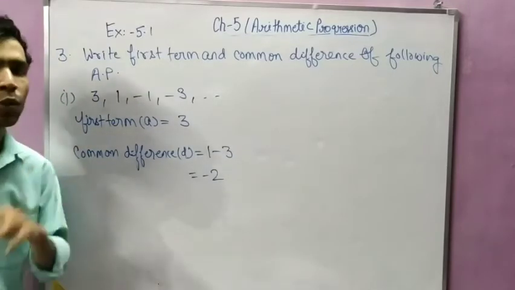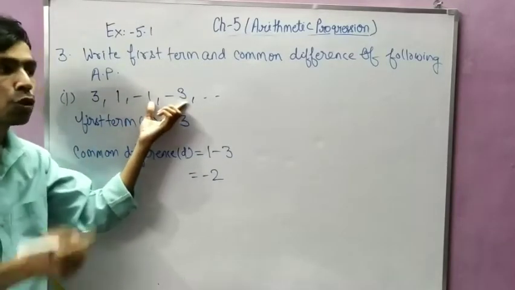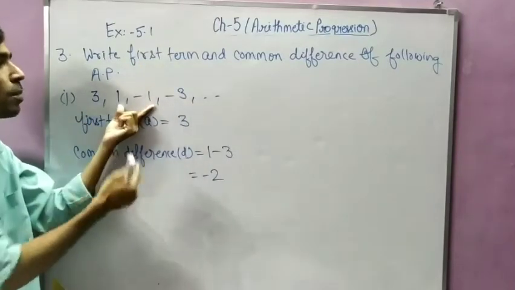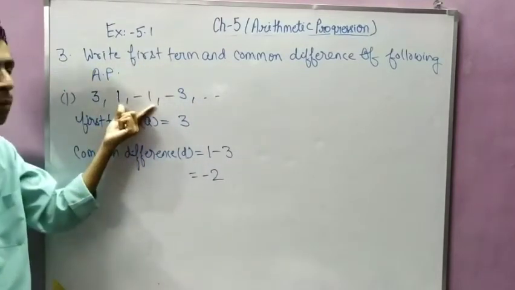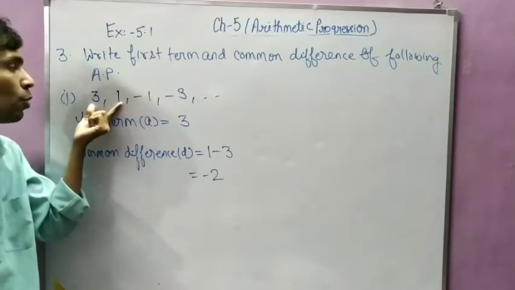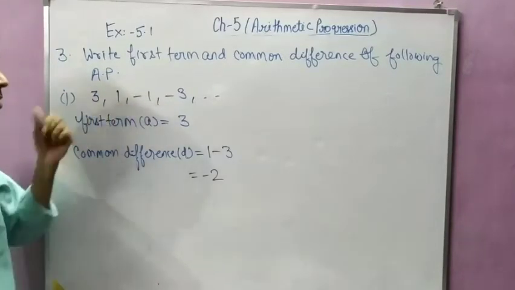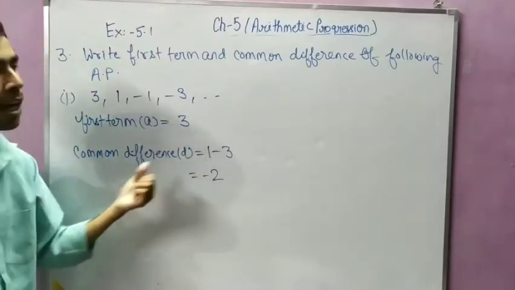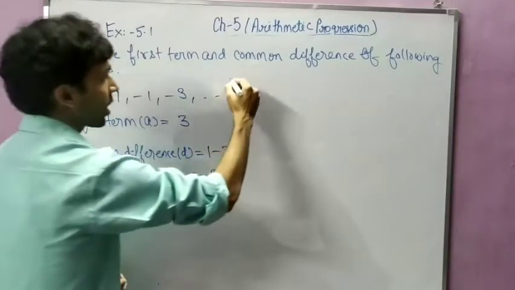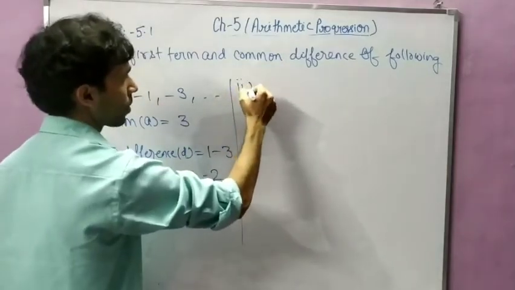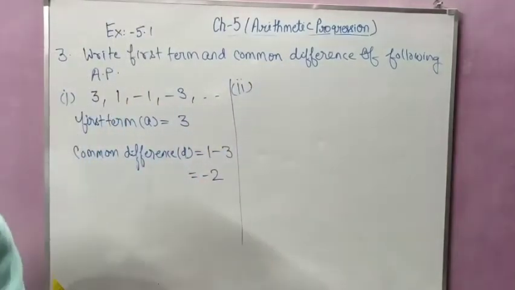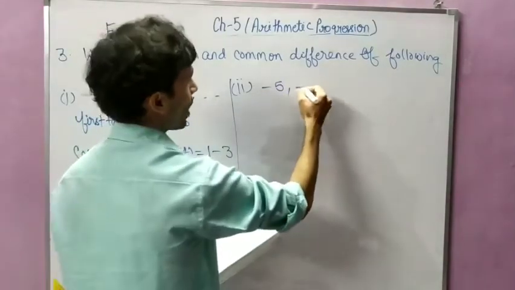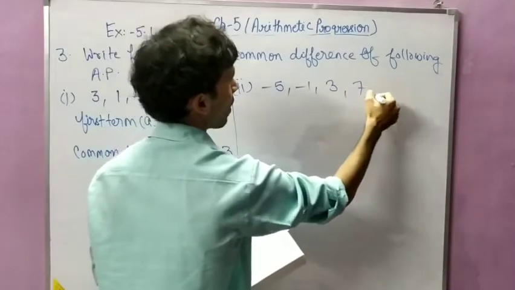You can take any two consecutive terms. If you will take these two, so you will subtract this minus this. If you will take these two, then you will subtract this minus this. Similarly, if you want to take these two, so you will subtract this minus this. So the answer of first part is, first term is 3 and the common difference is minus 2. Now second part. What is the second part, students? Second part is minus 5, minus 1, 3, 7, dot dot dot.